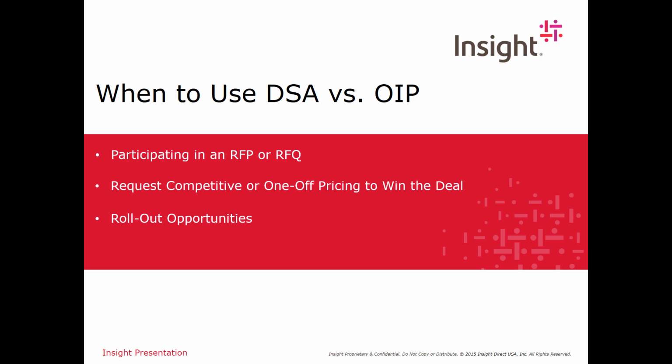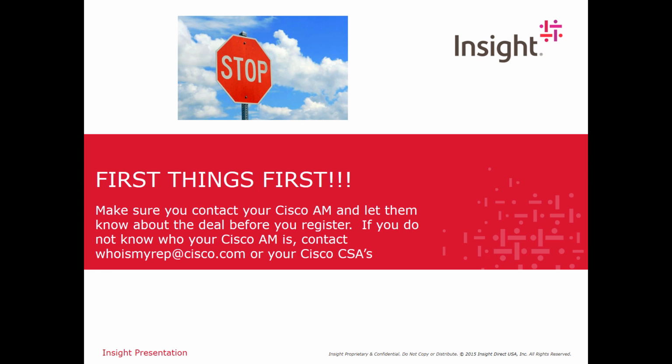These are all situations where you would need to use a quick quote instead of applying for OIP. And unlike OIP, there is no minimum deal size needed to qualify. First things first, make sure to reach out to the Cisco account manager that's assigned to your customer, and let them know about the deal before you register.